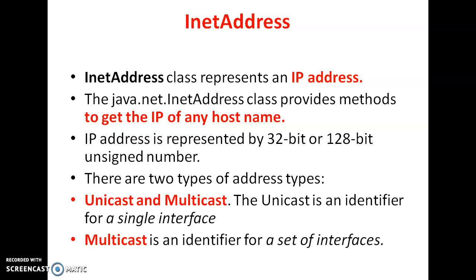As we know, IP addresses are represented in two formats, 32-bit and 128-bit. There are two types of address type, unicast and multicast. Unicast is an identifier for a single interface, whereas multicast is an identifier for a set of interfaces. That means it will retrieve multiple IP addresses.